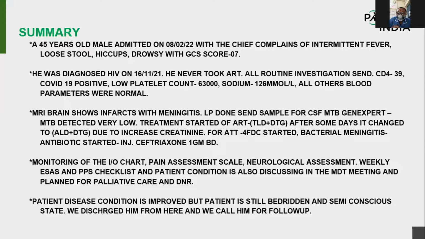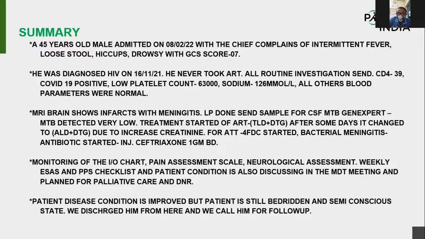MRI brain showed infarcts with meningitis. We had done the LP, and in the CSF, MTB was detected on GeneXpert. That's why we have treated with ATT, and we have started the ART medicines also.